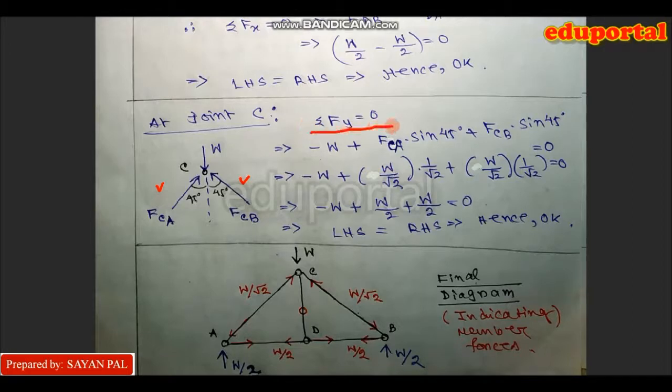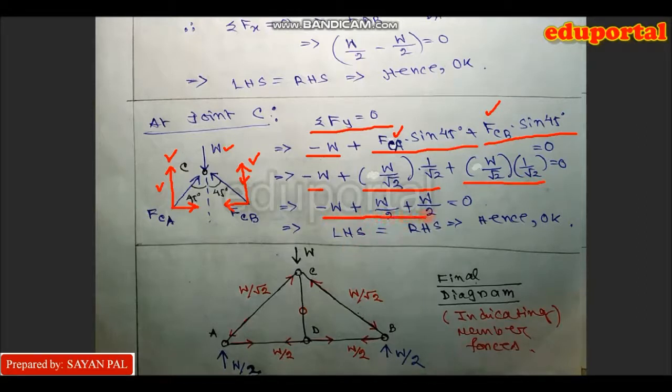So summation Fy equal to 0: minus W, because it is in the negative y direction. F_CA sin 45 degree, this is its vertical component, in the positive y direction, so positive. F_CB sin 45 degree, this is also its vertical component, in the positive y direction, so this is also positive. Now putting the value of F_CA, F_CB: minus W plus W by root 2 into 1 by root 2 plus W by root 2 into 1 by root 2 equals 0. So from this we get minus W plus W by 2 plus W by 2 is equal to 0.